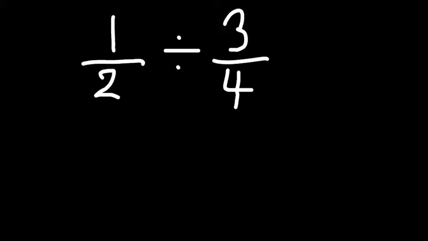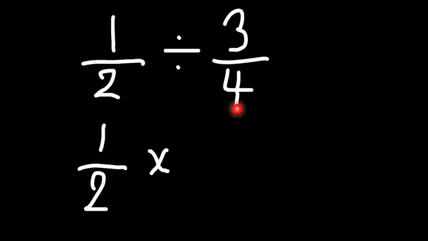Step number 1, keep the first fraction the same. Do not change the first fraction. So half stays the same. Step number 2, change the division sign to a multiplication sign. Okay?